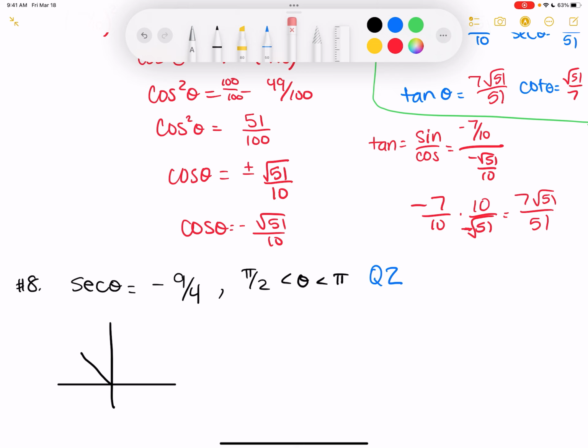Which number would be negative with the hypotenuse and the adjacent in quadrant 2? Kind of a trick question. Can the hypotenuse ever be negative? No. So the hypotenuse can't be negative, so I know that has to be 9. Adjacent has to be negative 4. And then I just need to find the other side, and then I can just proceed like normal.